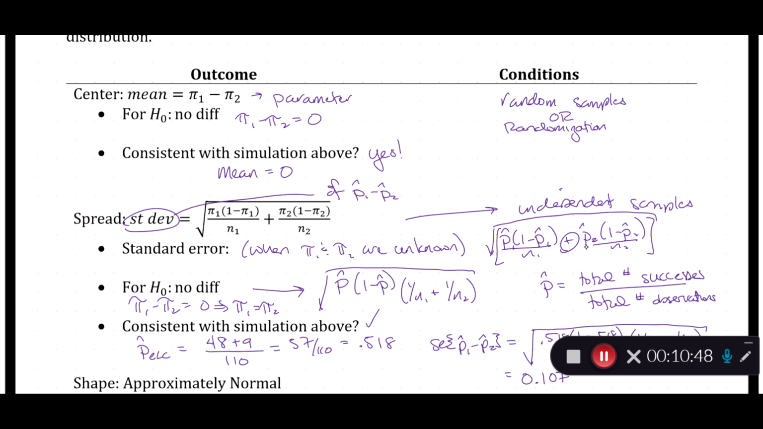We don't cover that analysis in this class. It's called McNemar's test. You can read about it in the book, but we're not going to cover it in this class.